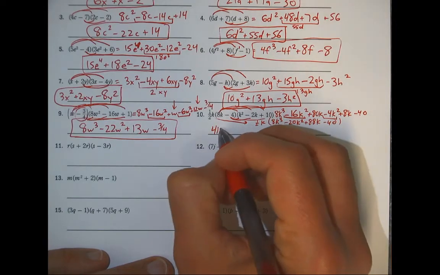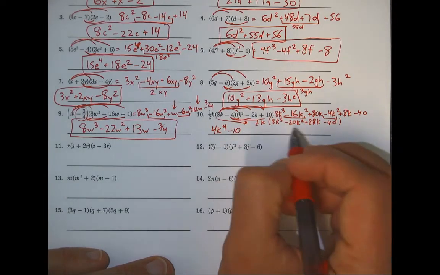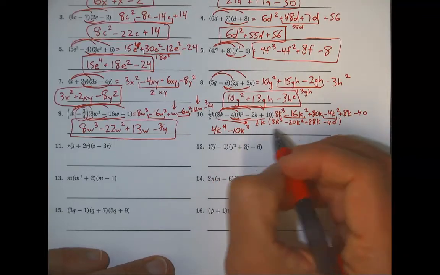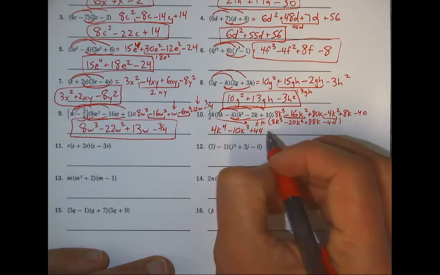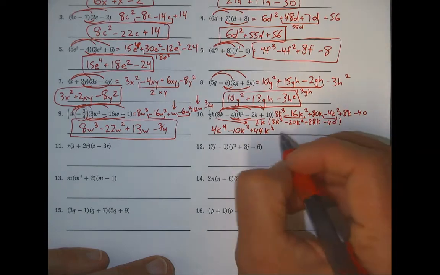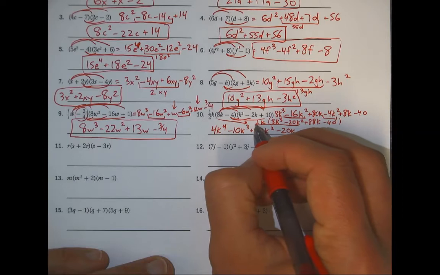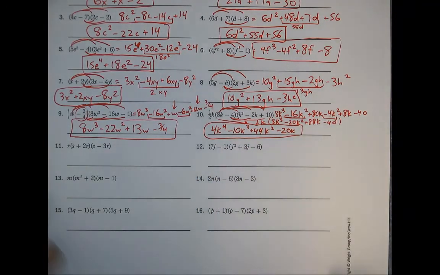K times k is k to the fourth. All right, the negative 20 becomes negative 10. K times k squared is k to the third. Half of 88 is positive 44. 2k's is k squared. Half of negative 40 is negative 20, and this k does need to tag along. No like terms there, so that is done.